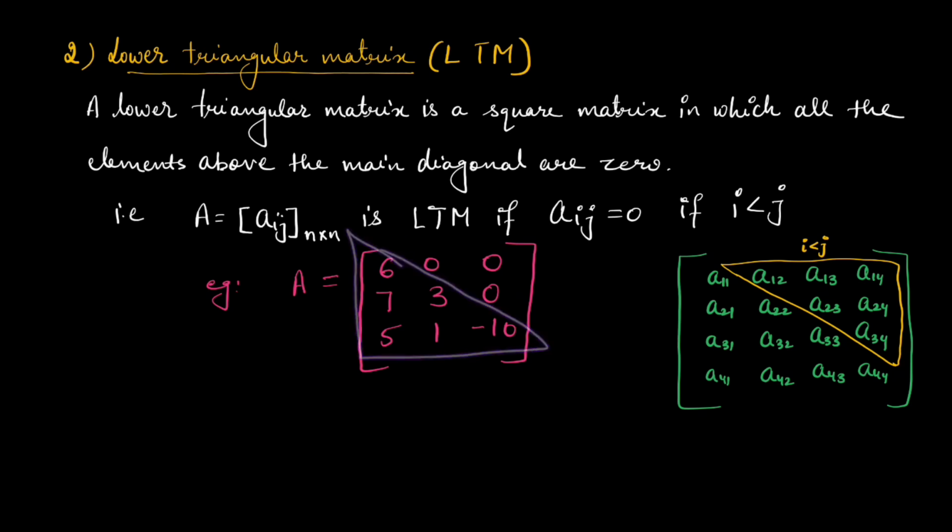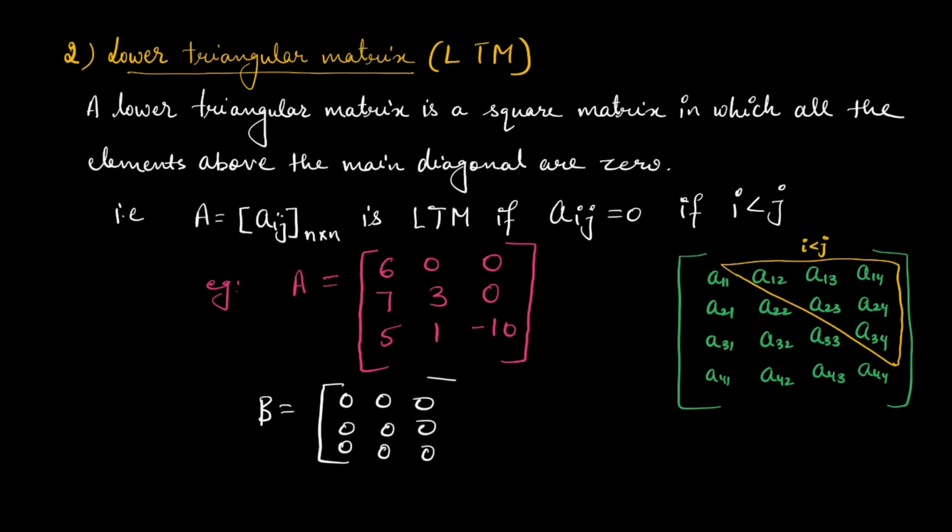So if I ask whether a null matrix, if I define a null matrix like this, 0 0 0 0 0 0, every entry is 0, can we say that this is an upper triangular matrix? Many students will say that this is not upper triangular matrix, but let me tell you, this is upper triangular matrix also, and this is lower triangular matrix also.